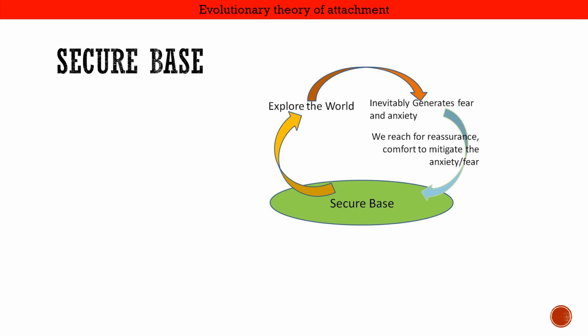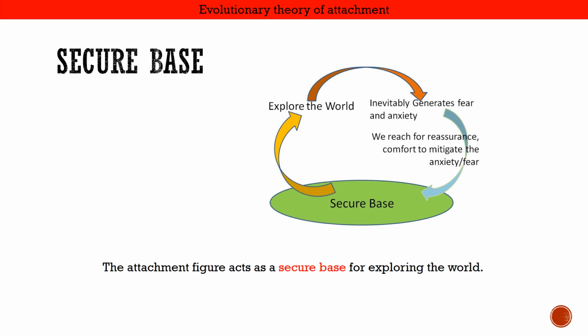Next one is a secure base. So the secure base is the idea that when the infant and the caregiver are out and about, either in the home or outside of the home, the secure base is almost like a circumference where the infant would explore the world. So as long as they feel comfortable, as long as they feel happy and not scared, they're happy to explore the world. However, this does generate a little bit of fear, anxiety, worry, so they use the parent, the primary caregiver, as reassurance, as comfort, and they use them to mitigate the anxiety or fear.